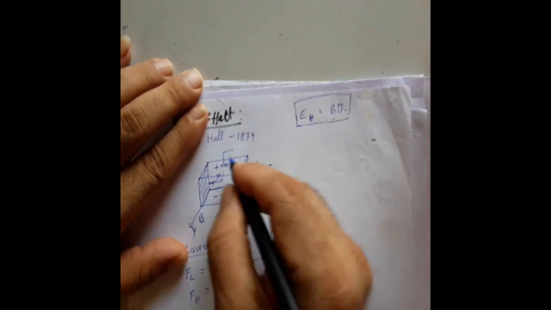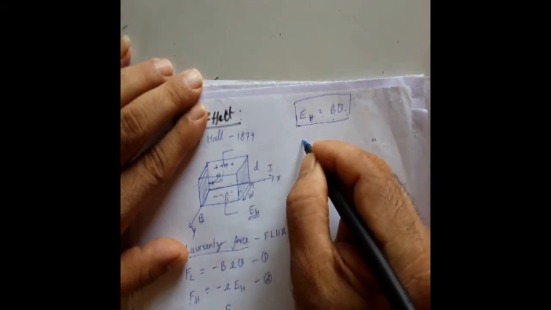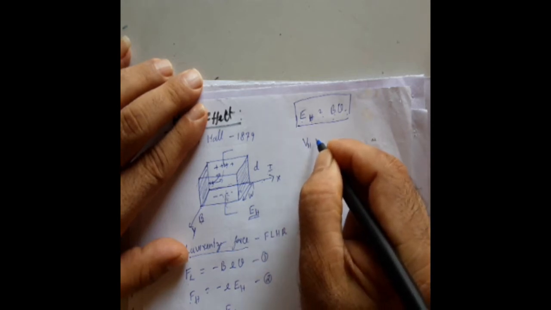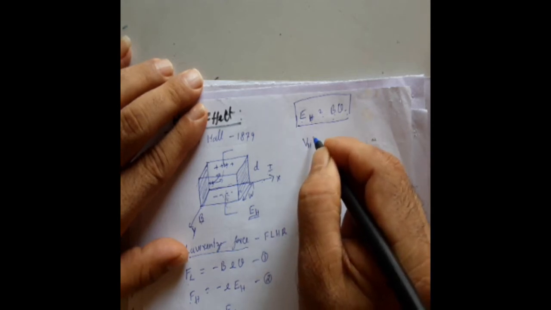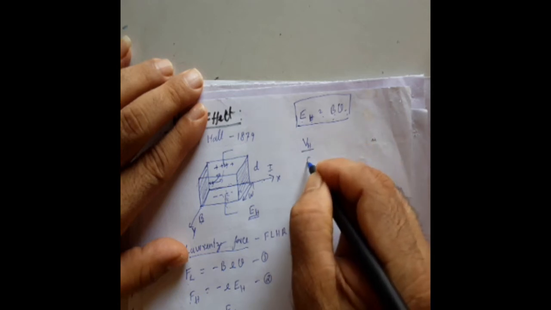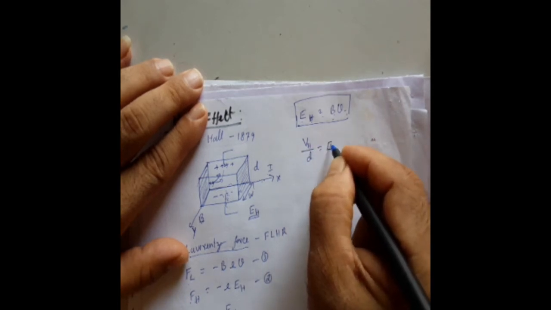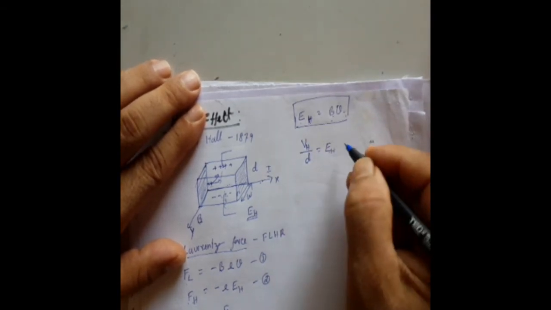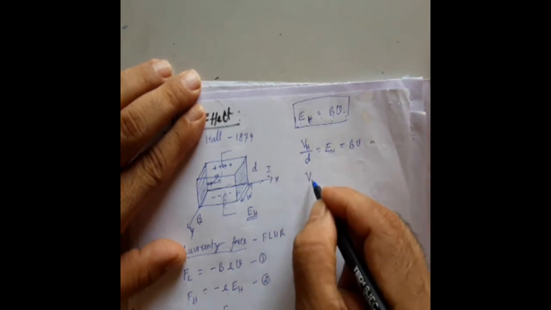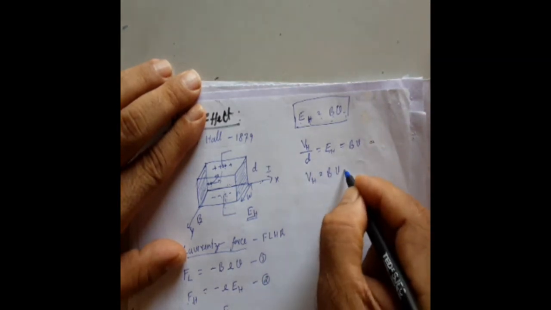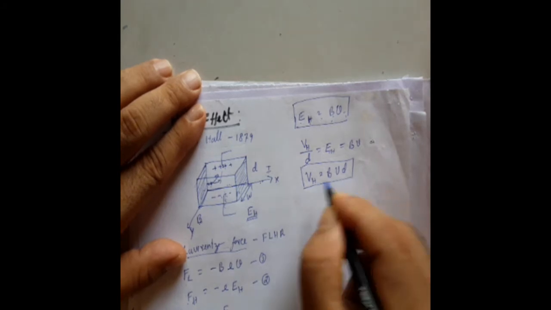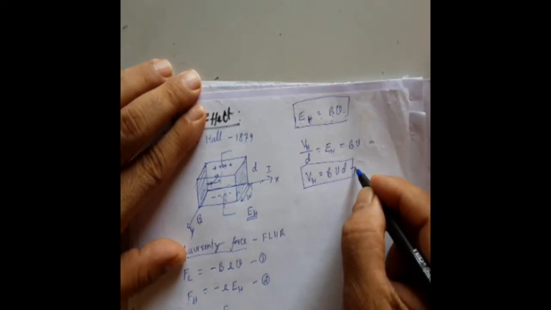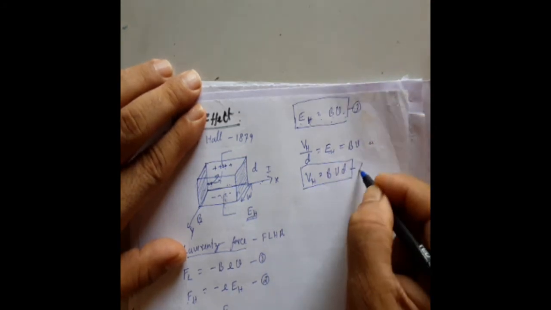Now, due to this, there is also a potential. We know that the potential between the two terminals, V_H divided by d, gives what is called the electric field, because potential per distance is the electric field, which is equal to B V. Therefore, I can write V_H is equal to B V d. This is called the Hall potential. I'll write this as equation number 3 and equation number 4.